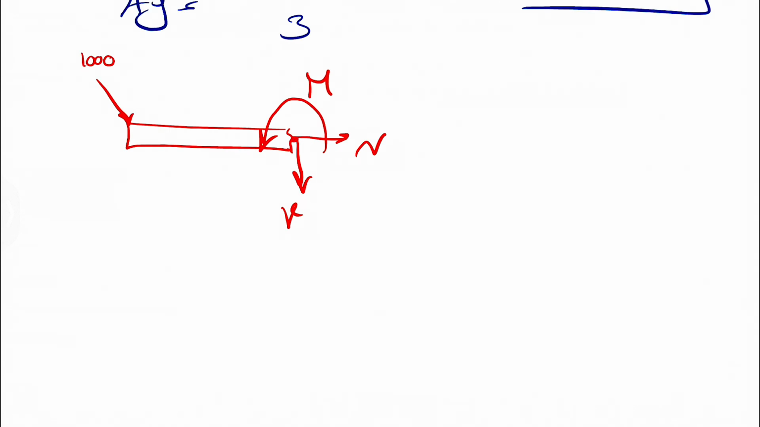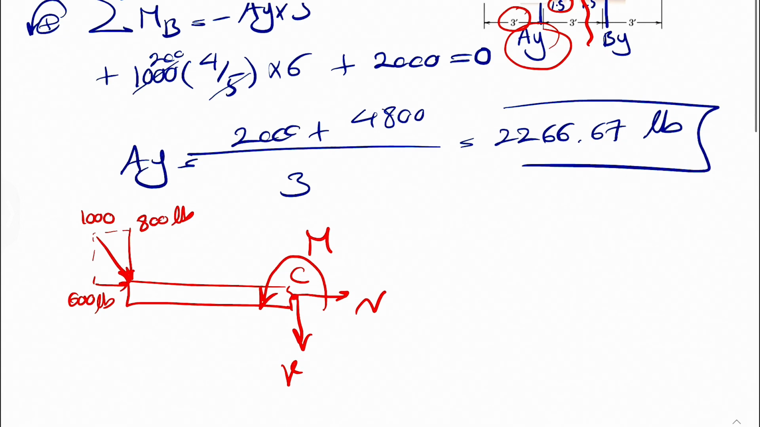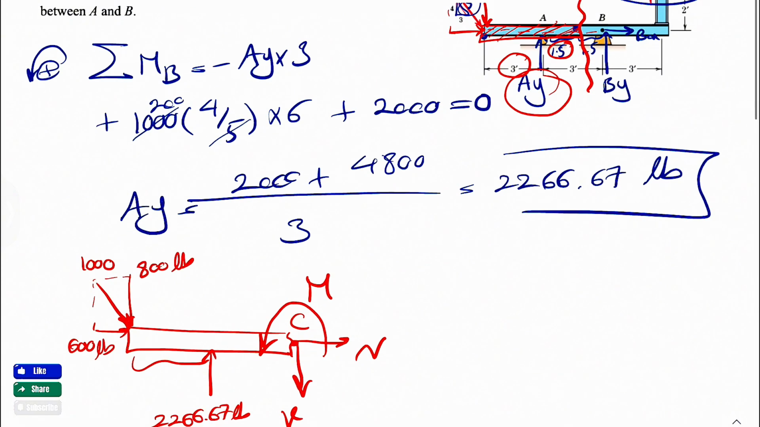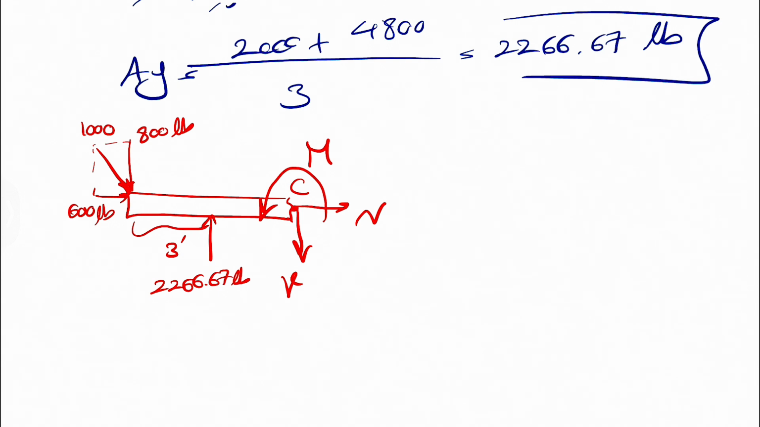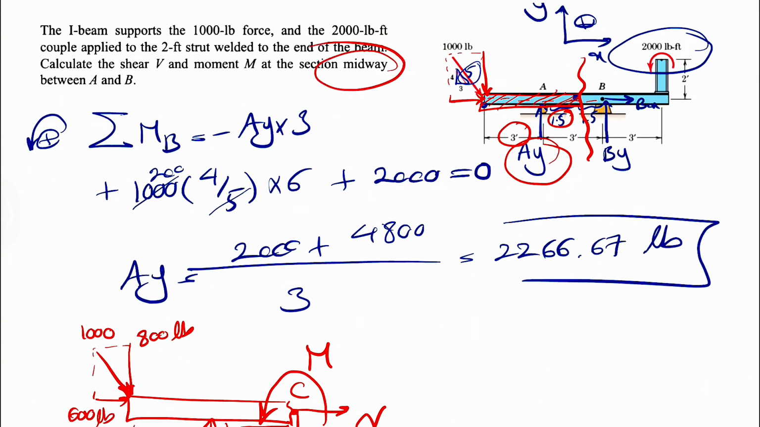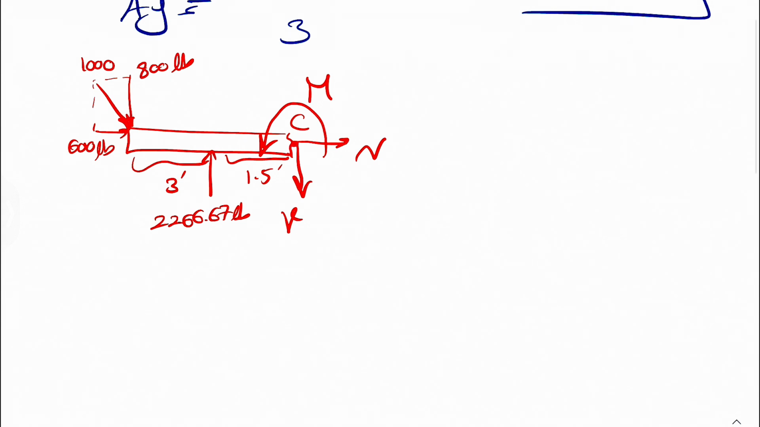So if you just call this point maybe point C, and also we're going to have the AY, which is applying in here. Our AY, we figured that it's 2266.67 pounds. And from A to the left of the beam, this is going to be 3 feet, and this is going to be 1.5. Again, because the question is asking that our section is midway between A and B. We know A to B is 3 feet, so 3 divided by 2, 1.5.